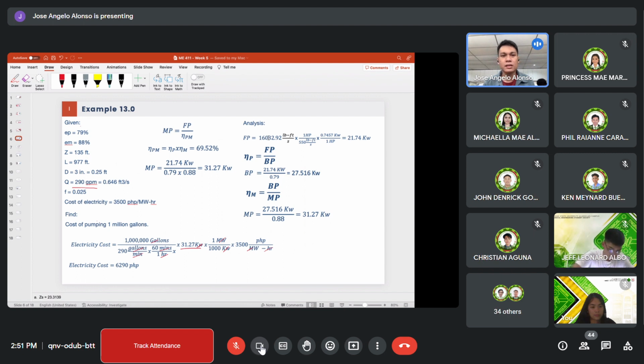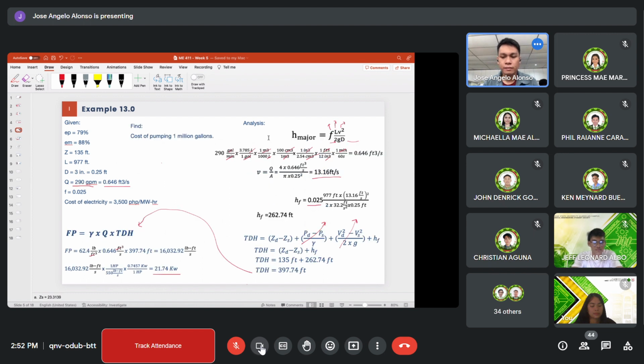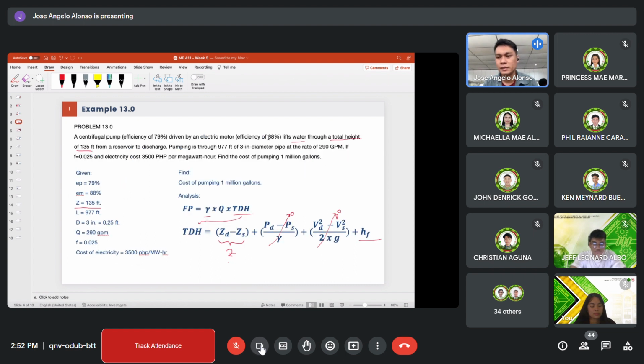So we are done here. Basically, only up to example 13 is what we prepared for this module. We have another example 14, but it is related to how to read pump curves or our pump performance curve. So we did around 13 example problems since last week. These all relate to pumps. So I hope we understood that.